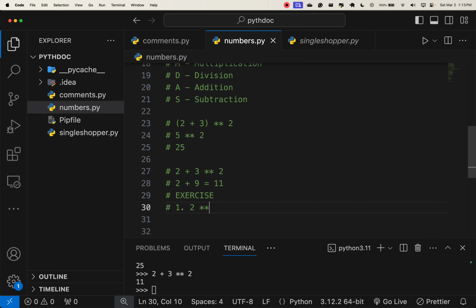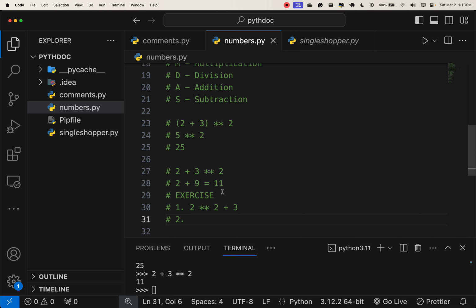First, solve it on your own. So 2 raised to the power 2 plus 3. Solve it on your own first, and then solve it with Python and see if there's any difference, and let us know what you got in the comment section.